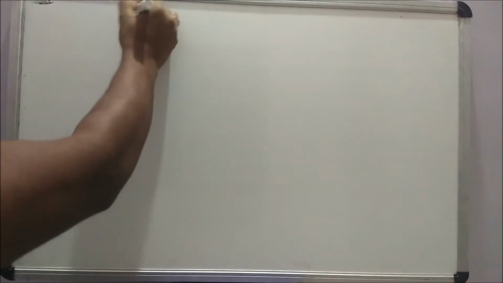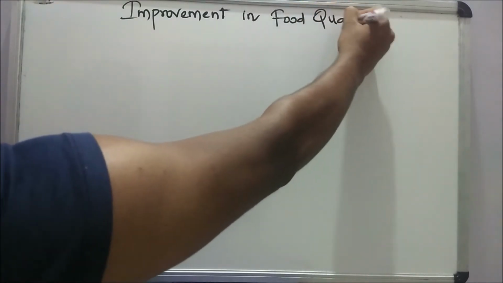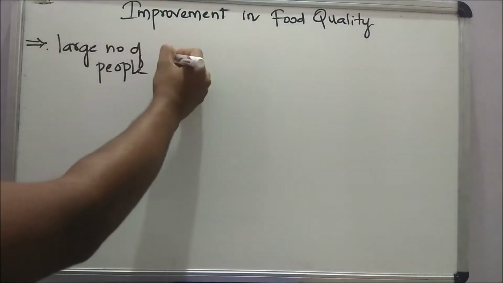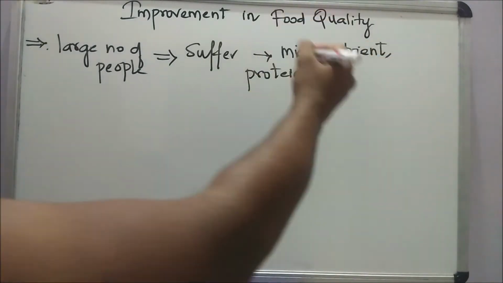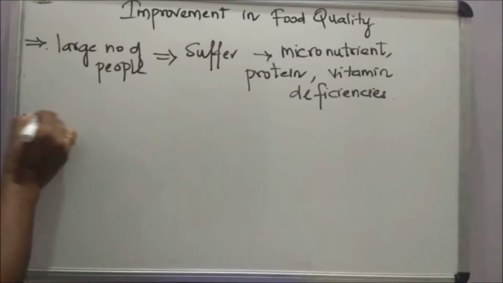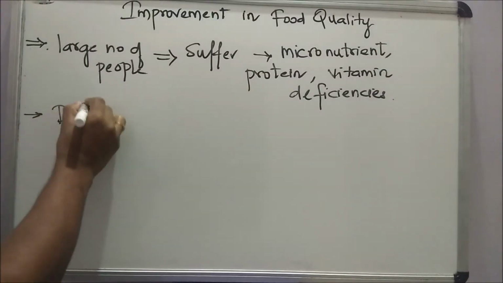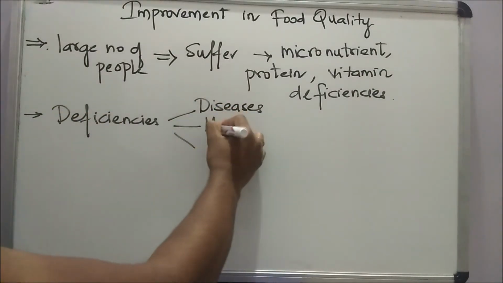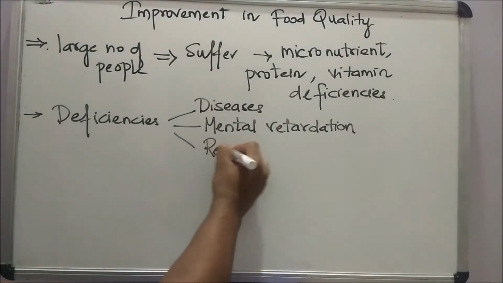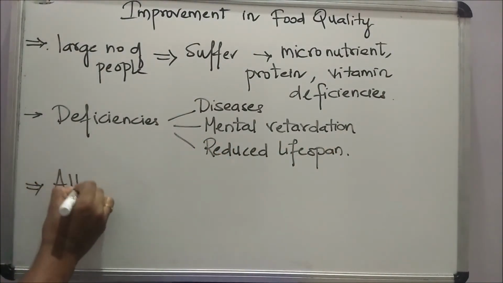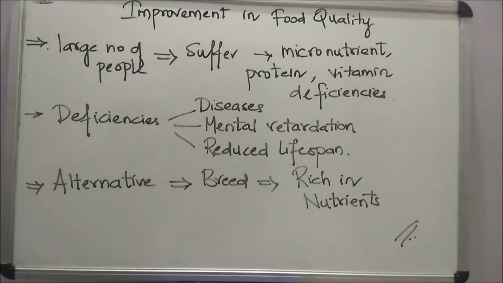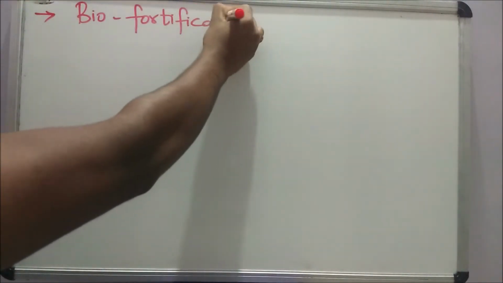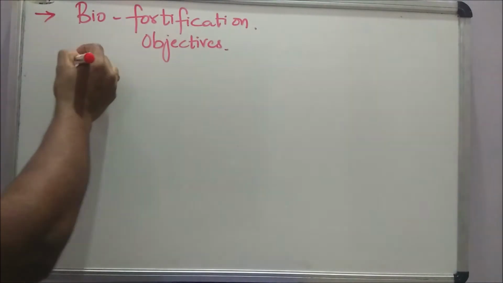Now let's learn how to improve the food quality. A large number of people all over the world suffer from micronutrient, protein and vitamin deficiencies since they cannot afford to buy food rich in these nutrients. Such deficiencies lead to diseases, mental retardation, reduced lifespan. An alternative to this problem is to breed crops that are rich in nutrients. Such an approach is called biofortification.